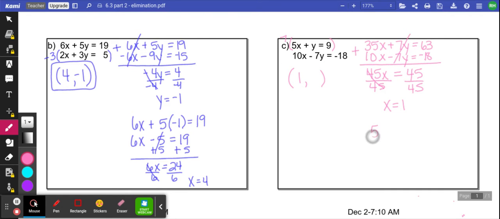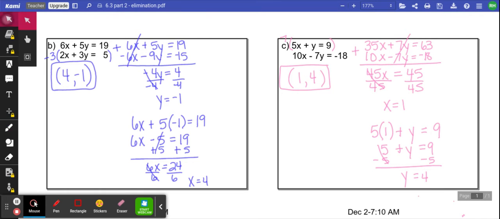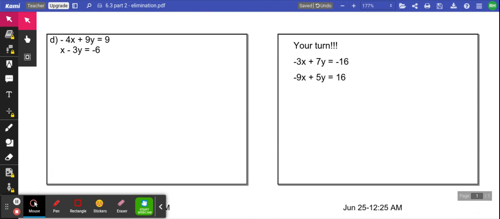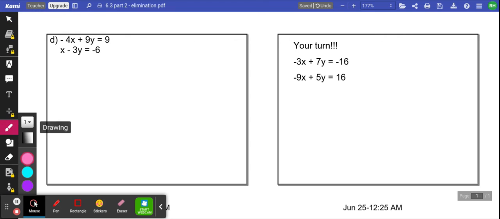And then let's plug it in. 5 times 1 plus y equals 9. 5 plus y equals 9. Subtract 5, and y equals 4. Perfect. One more together, and then one on your own. We're almost there.